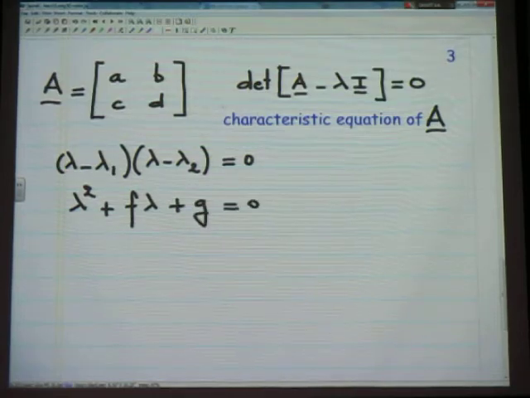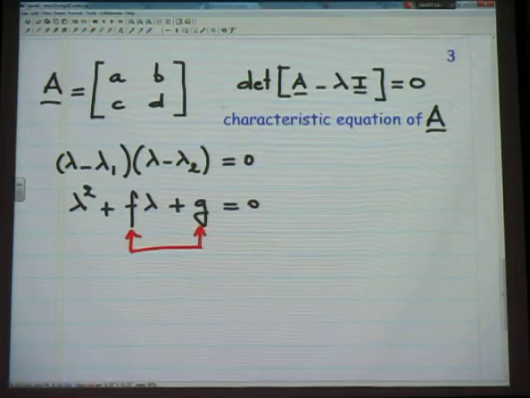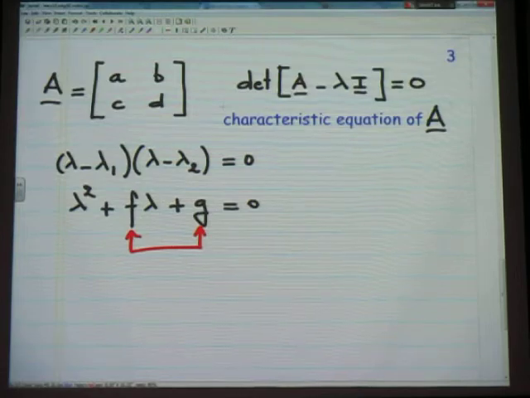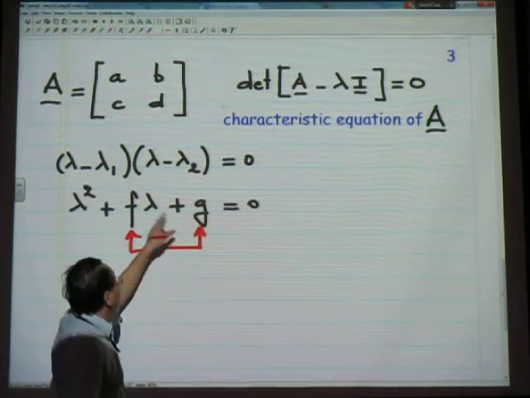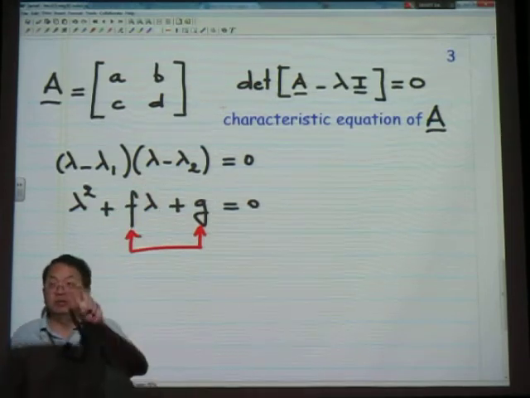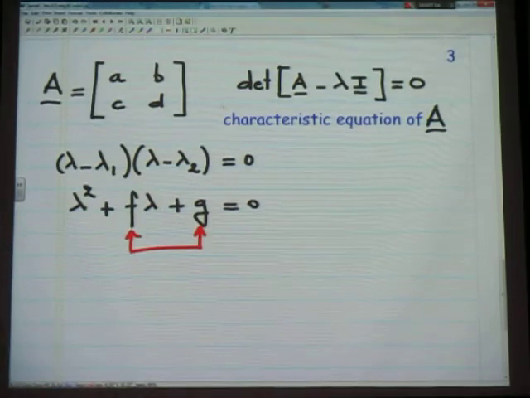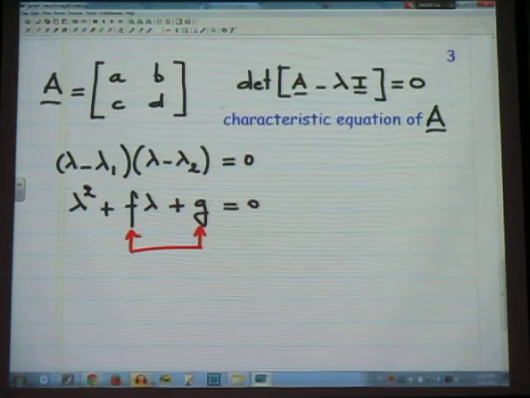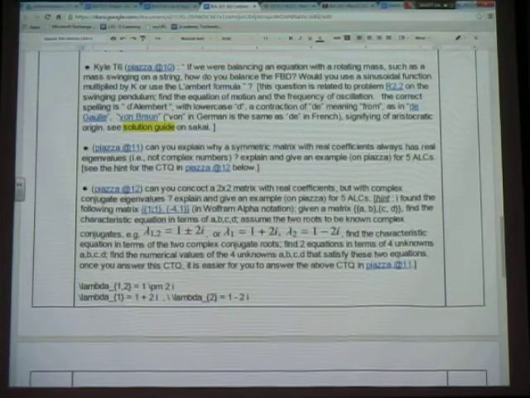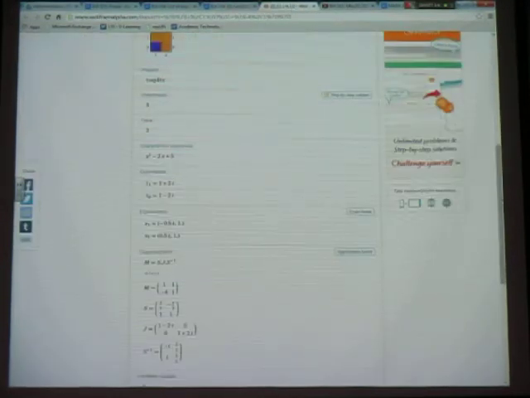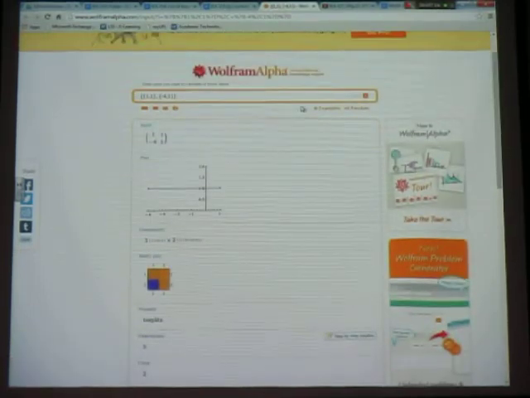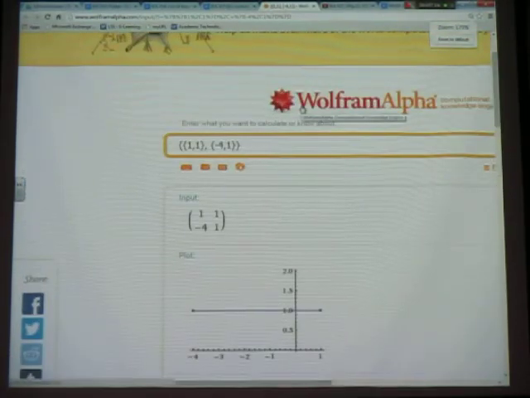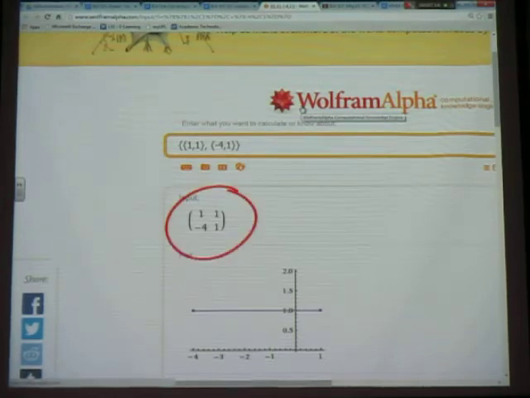So the two equations come from identifying the coefficient of lambda and the coefficient of 1, F and G, from both characteristic equations. You have two equations and four unknowns, which means there are a lot of possible solutions. And that's how I found this matrix, 1, 1, 1, minus 4. Let me zoom in here for you to see. It's an example of a matrix that would have a pair of complex conjugate roots.